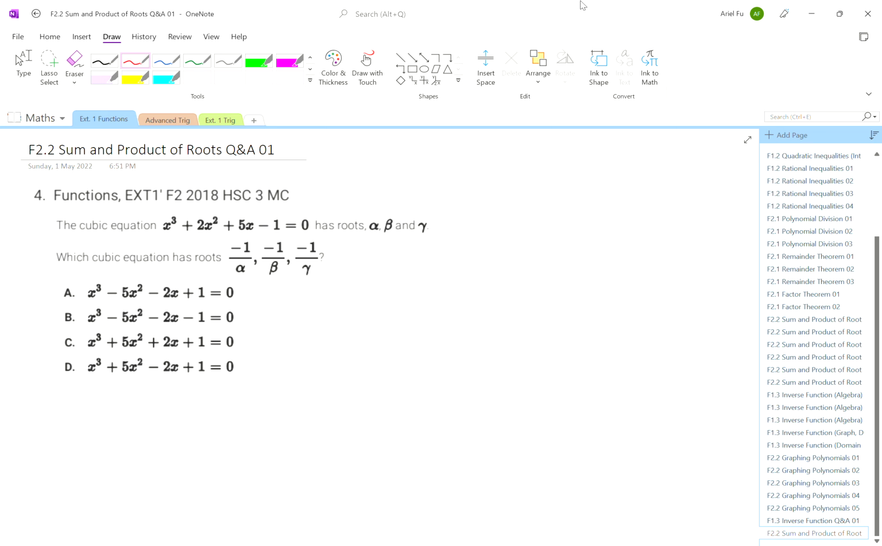Let's look at this sum and product of roots question. You're given a third-degree polynomial. I know that a equals 1, b equals 2, c equals 5, and d equals -1.